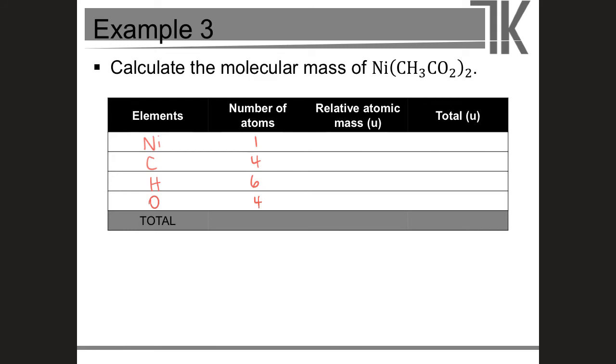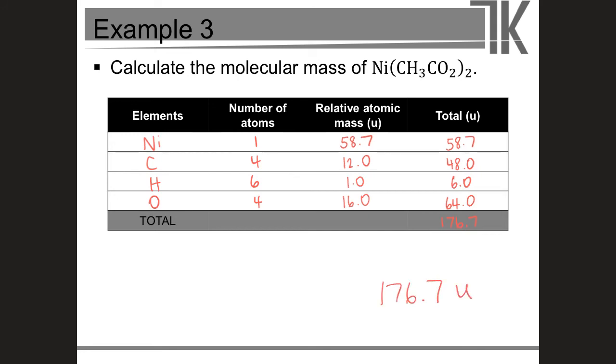Now we look at our periodic table for the relative atomic masses, and nickel is 58.7, carbon is 12.0, hydrogen is 1.0, and oxygen is 16.0. Then finding the total for each element, 1 times 58.7 gives us 58.7, 4 times 12 gives us 48.0, 6 times 1 gives us 6.0, and 4 times 16 gives us 64.0. Adding those all up, we get 176.7.